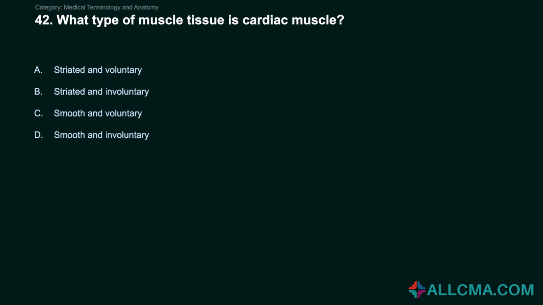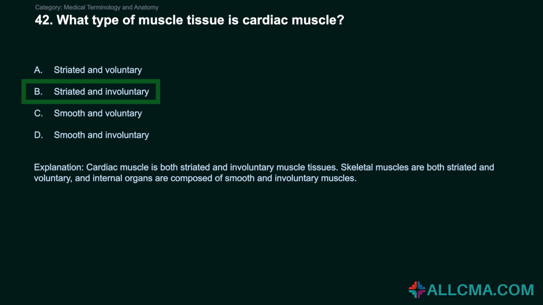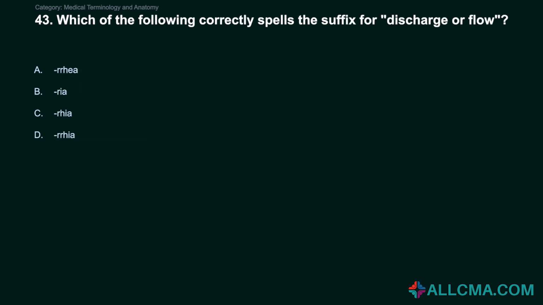42. What type of muscle tissue is cardiac muscle? A. Striated and voluntary. B. Striated and involuntary. C. Smooth and voluntary. D. Smooth and involuntary. Correct answer: B. Striated and involuntary. Cardiac muscle is both striated and involuntary muscle tissue. Skeletal muscles are both striated and voluntary, and internal organs are composed of smooth and involuntary muscles.